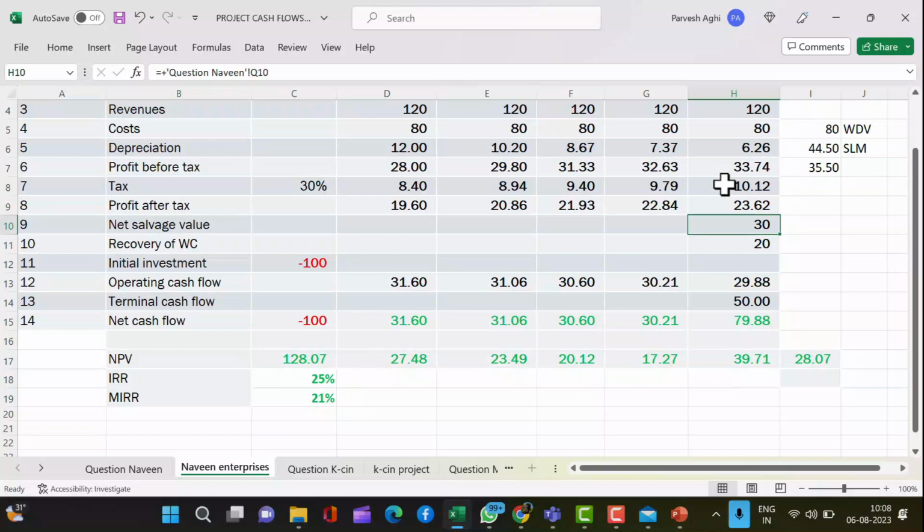Just focus on what cash you are going to get, nothing else. Okay, so this is an irrelevant criterion for finding this out.